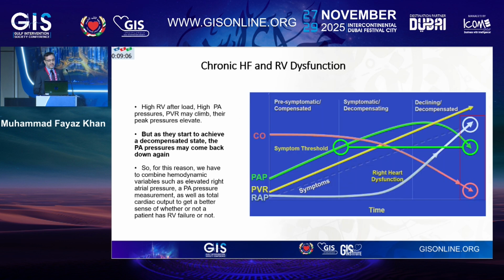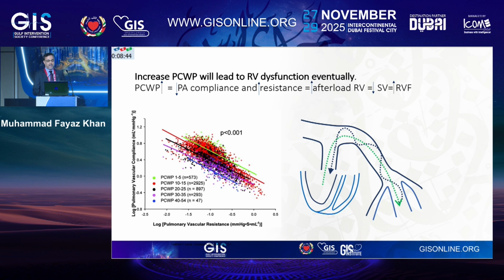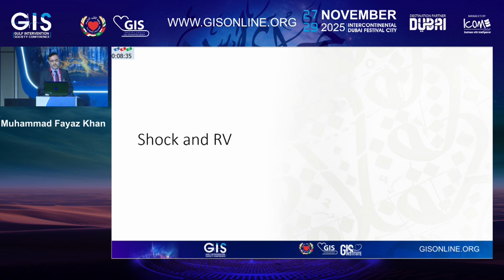If we look at this complex slide, when we get chronic heart failure and RV dysfunction, the cardiac output goes down, and the PA pressure gradually starts coming down. It doesn't get better, but it comes down because the PVR is going up, and that's a failing right ventricle. Now, how does it happen? We all know. Increasing the pulmonary capillary wedge pressure will eventually lead to RV dysfunction. So, shock in the right ventricle.